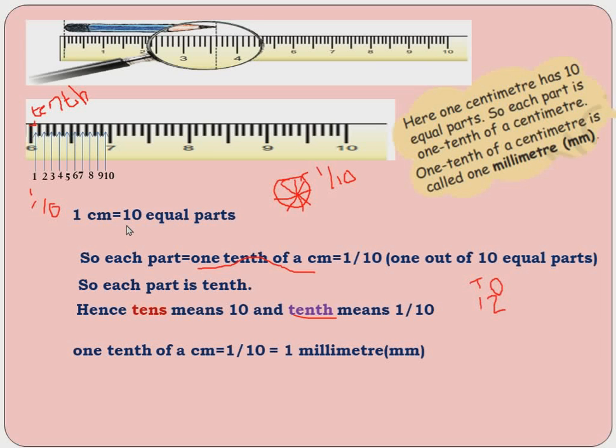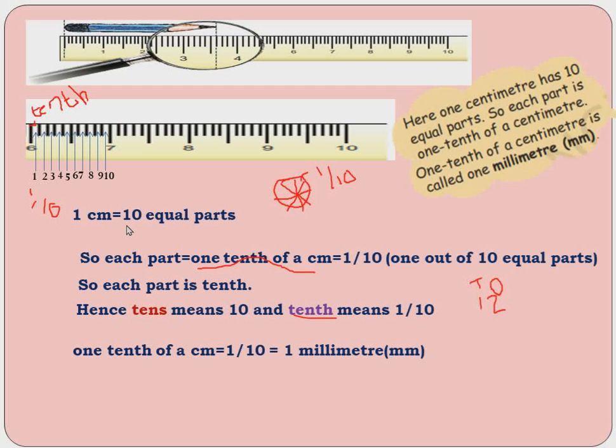Now 1/10 of a centimeter, we can write it as 1 by 10, and that is equal to 1 millimeter. This you have to remember from now always. That is, 1/10 of a centimeter is equal to 1 millimeter.